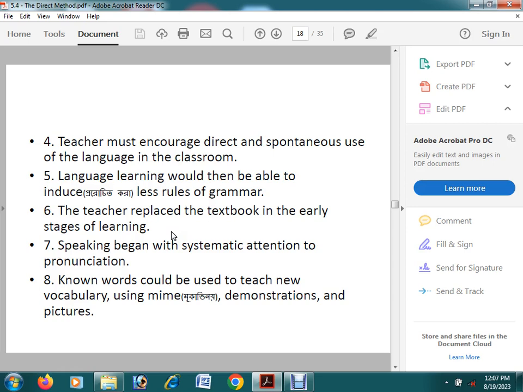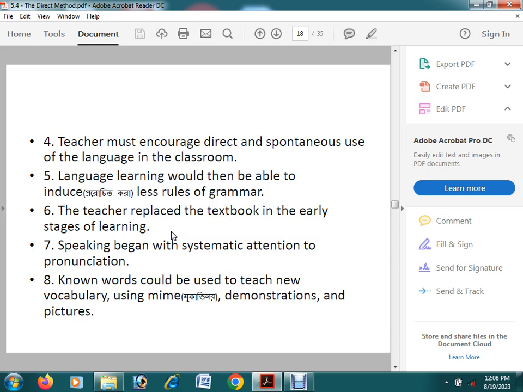In order to initiate thinking of the learner in the target language, the teacher must speak spontaneously in the target language, because the teacher will be the role model in case of the direct method. And after getting the spontaneous delivery by the teacher, the learner will be able to think in the target language. Language learning should then induce less role of grammar. Grammar will be there. We can't discard grammar.